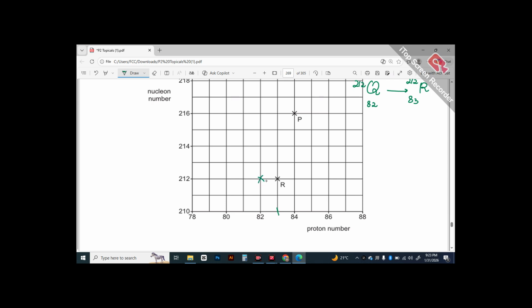And then when it comes to R, what additional particle would have been emitted? 82, 81. So the other particle, let's label it Y, should have -1 here. 212, 212. It should have been 0. So now that we know it is -1 and 0, we can directly label it as beta particle. It is beta negative. And the moment we have seen it is beta negative here, we have to write an electron antineutrino as well.